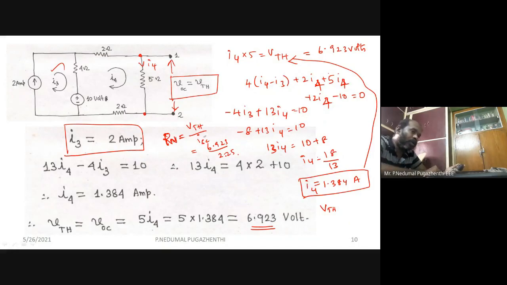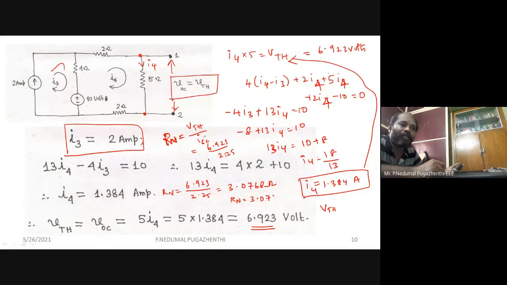What is that? 6.923 divided by 2.25 will give me what value? I am getting 6.923 divided by 2.25 is equal to 3.0768 ohms. Yes, which we have already found. It is 3.077 ohms. Yes or no?